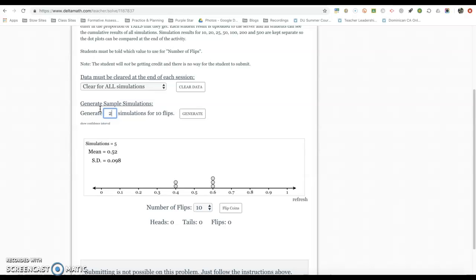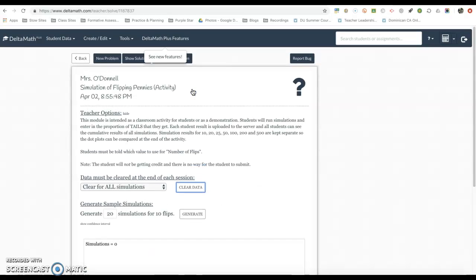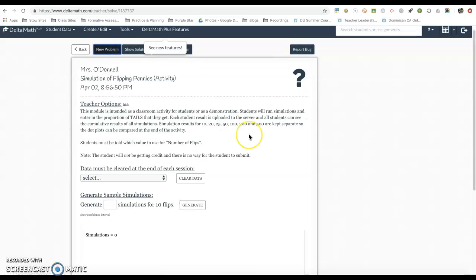Generate 20 simulations for 10 flips. Let's see what happens. All right, this is a different problem. Clear all data. Let's just do a new problem.